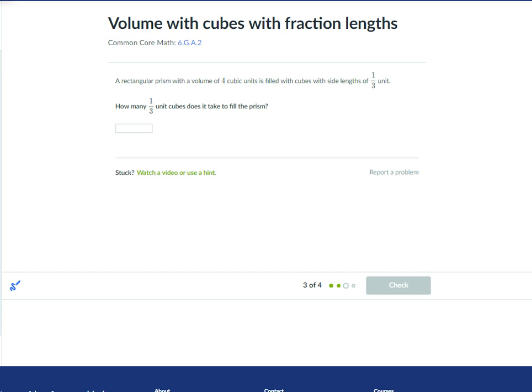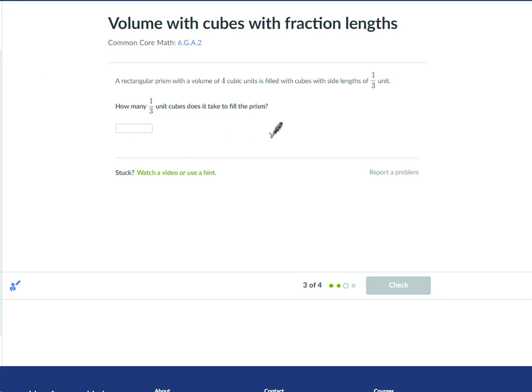So let's take a look at this scenario. A rectangular prism with a volume of 4 cubic units is filled with cubes with side lengths of 1/3 of a unit. How many 1/3 unit cubes does it take to fill the prism? So this is similar with a small extension.